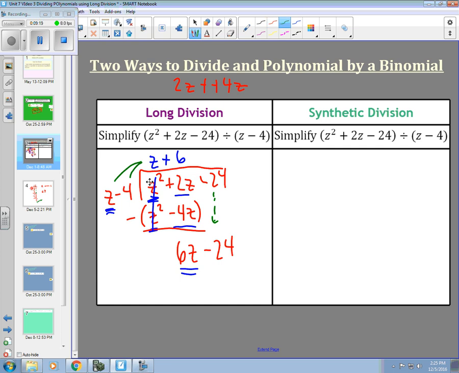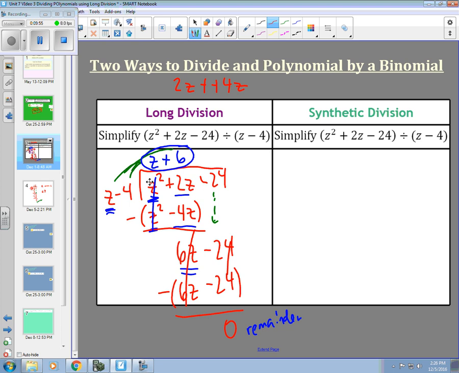Now multiply the 6 back to both of these. So 6 times z is 6z. 6 times negative 4 is negative 24. Now we want to subtract. What do we get when we subtract these? 6z minus 6z is 0. Negative 24 minus a negative 24 is also 0. Those canceled out, leaving 0, and that would be our remainder. This one divides in perfectly. There is no remainder. So our answer would end up being z plus 6 is the answer to this problem.